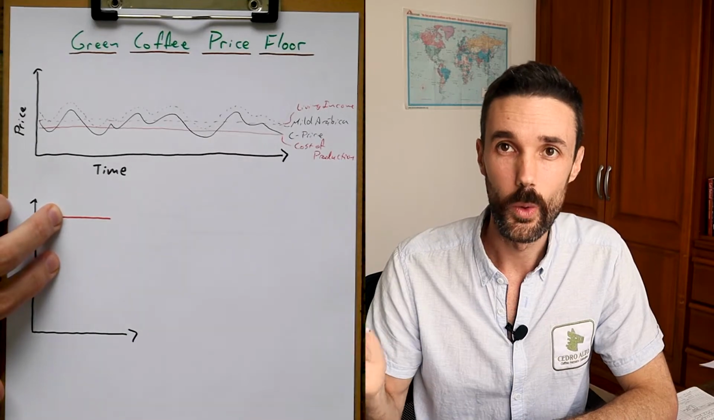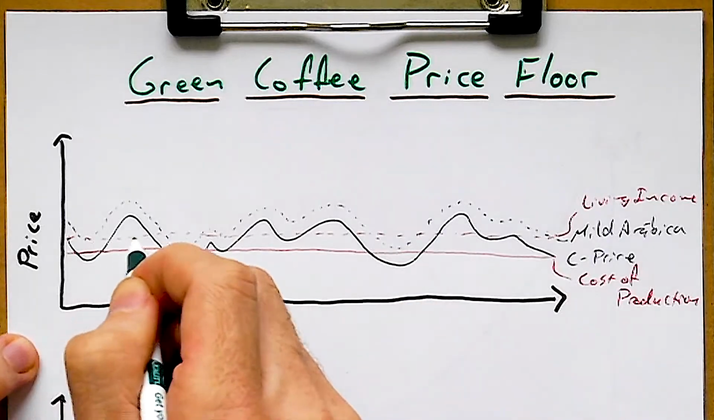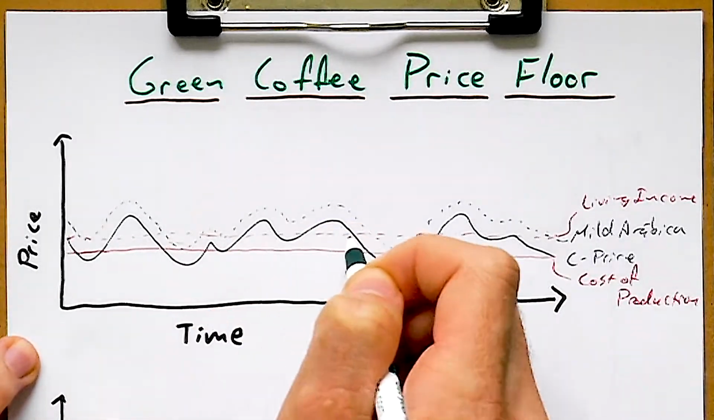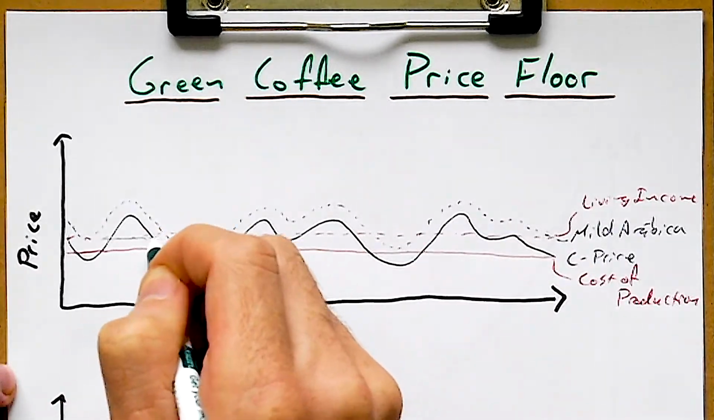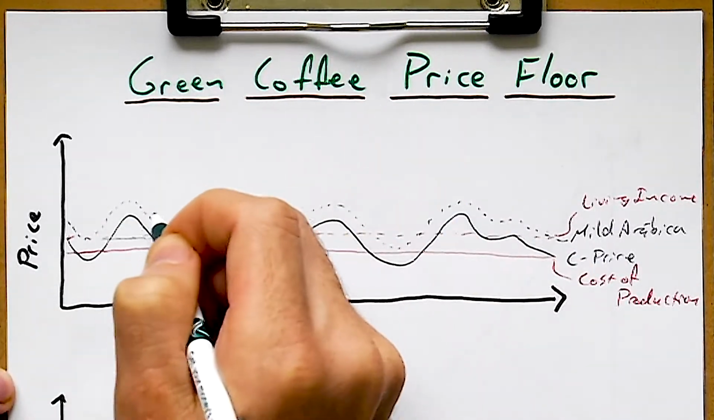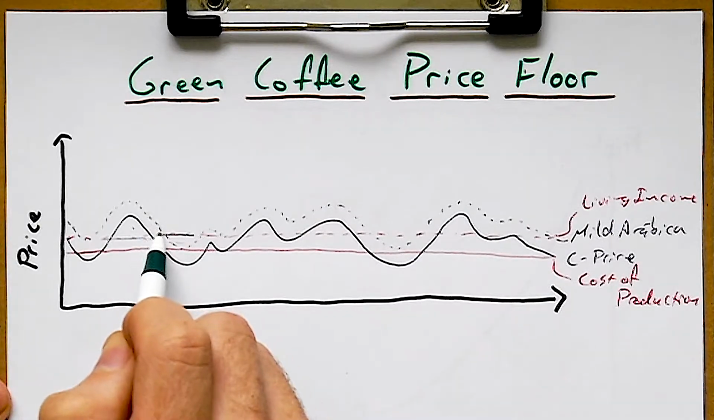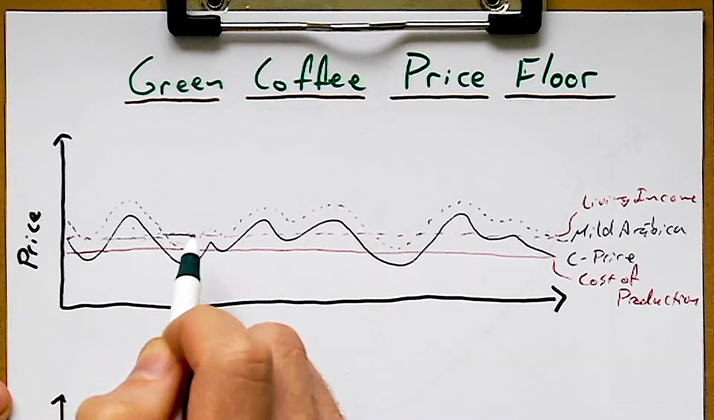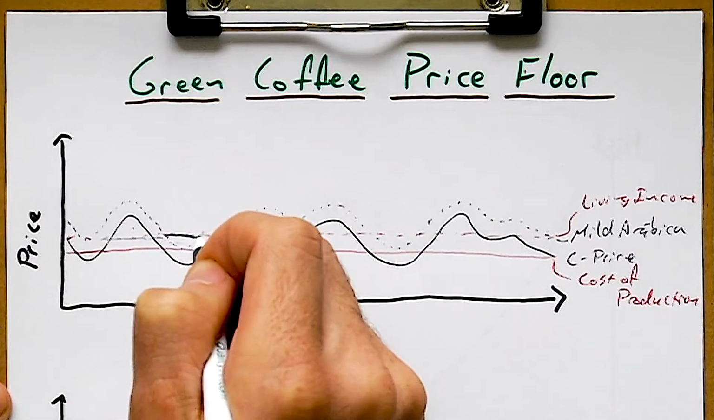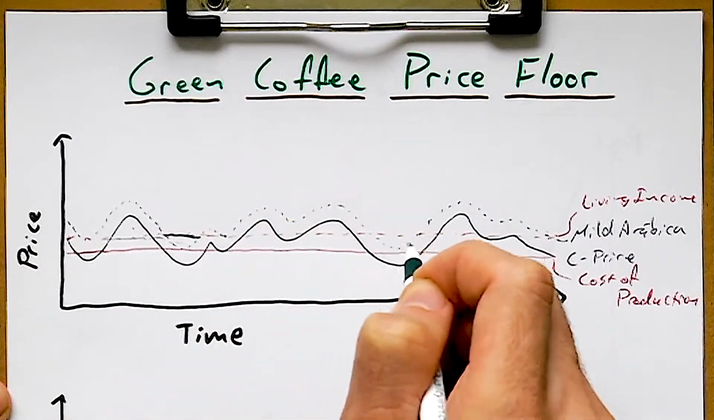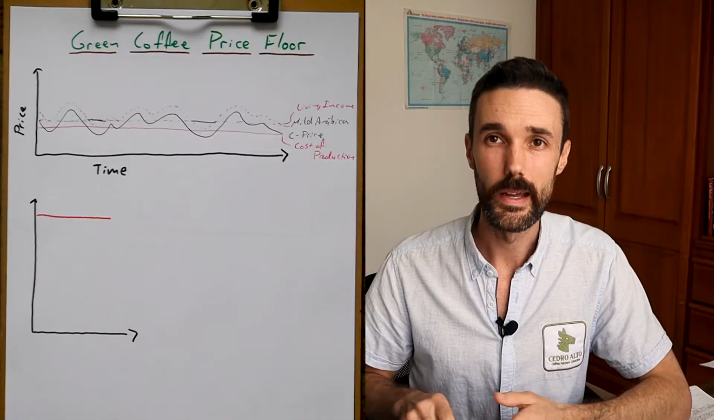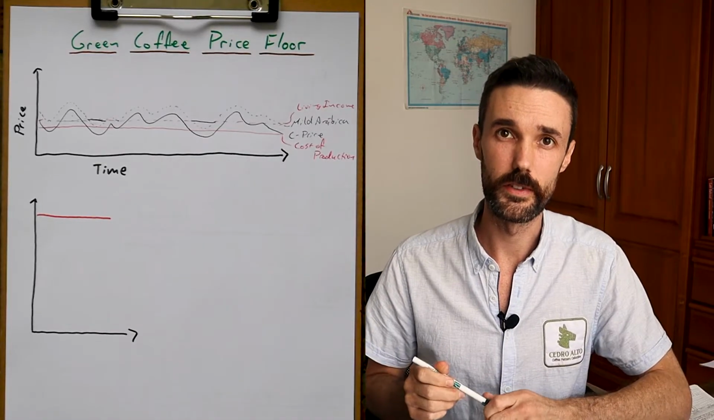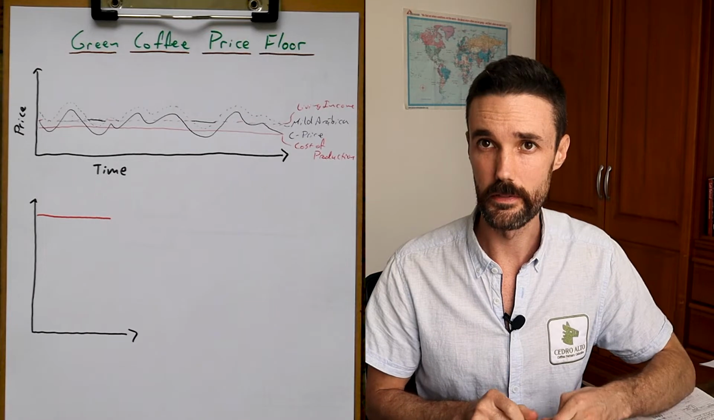So why don't we just take this dotted red line, which the actual price is normally above, and establish it as a floor, a minimum. So every time the actual price would go below the living income price, it has to stop right there and becomes a rigid floor. So we cannot go below this. That way, farmers never have to sell coffee below a price that can afford them a living income.